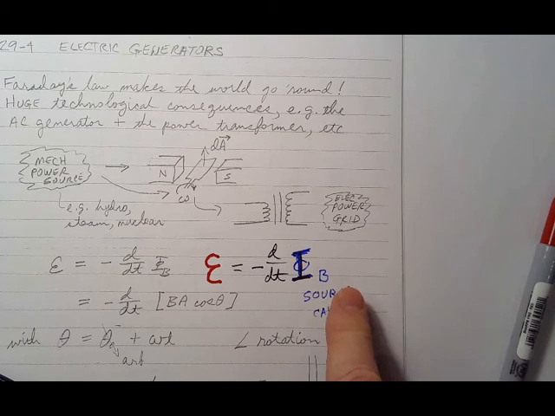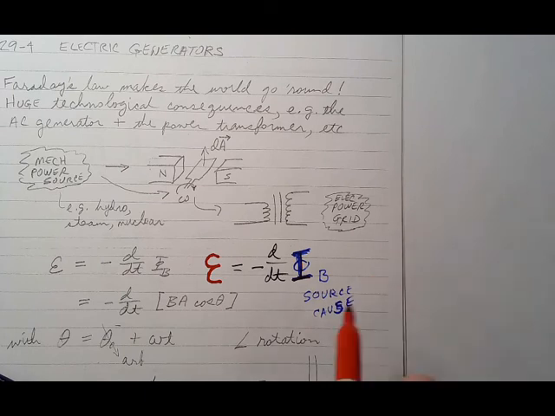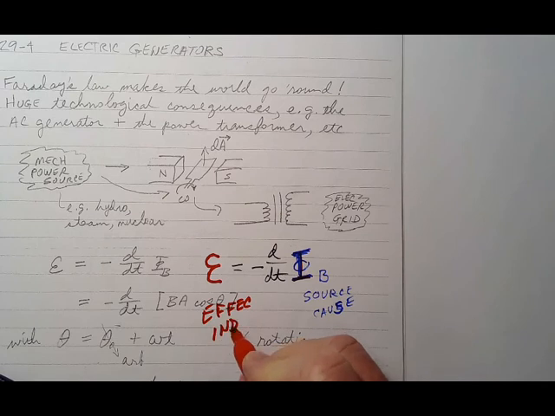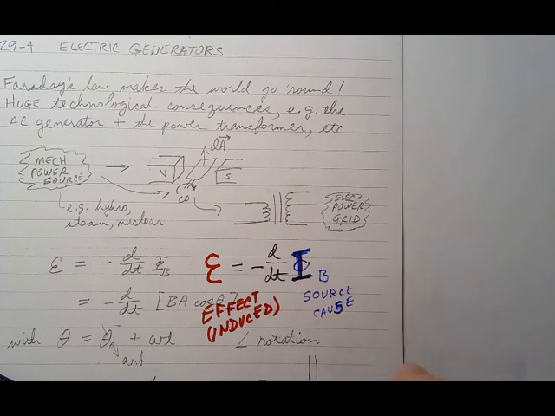Faraday's law takes a source, which is the time rate of change of a magnetic flux. This is the cause, C-A-U-S-E. And this is the effect over here. This part here is the effect, the induced. These are all words I'll use interchangeably. This is the effect. This is the cause. This is the effect. This is the source. This is the induced.